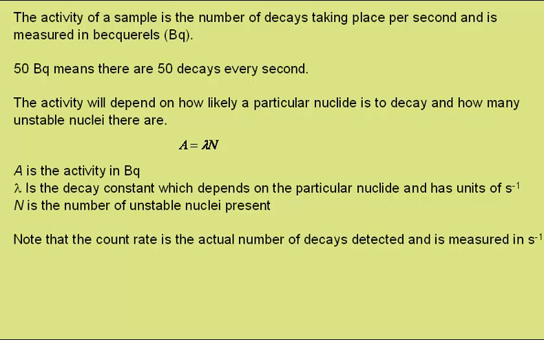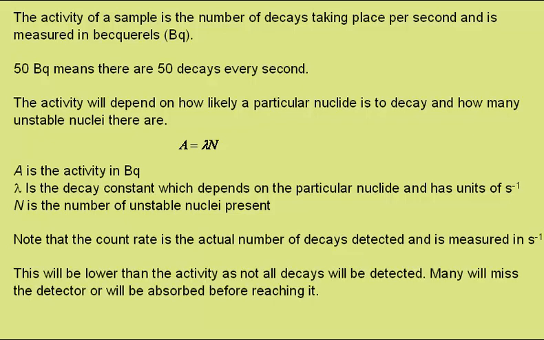Note that the count rate is the actual number of decays detected, and this is measured in seconds to the minus 1. This will be lower than the activity, as not all the decays will be detected. Many will miss the detector or will be absorbed before reaching it.